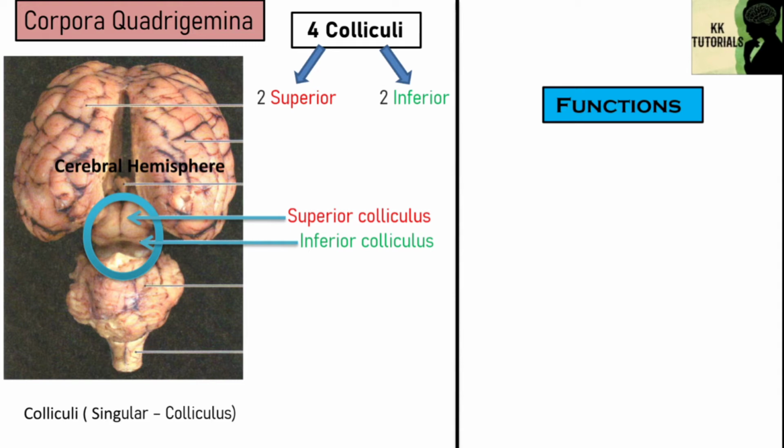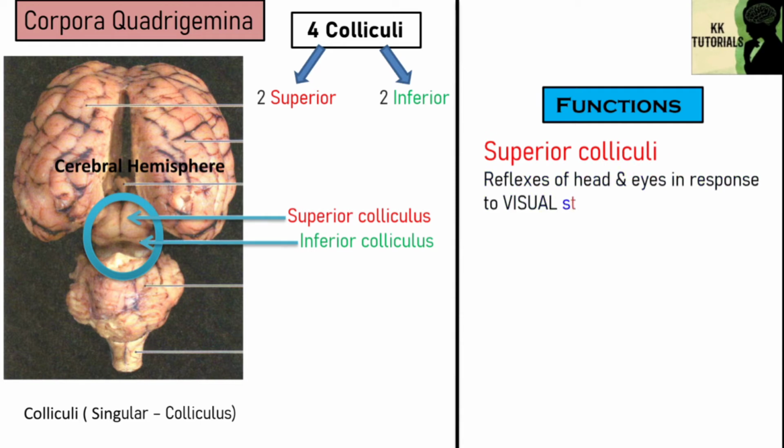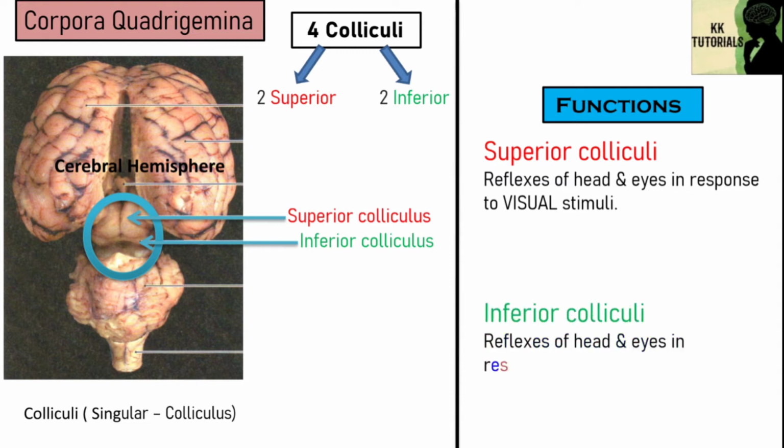Superior colliculi are responsible for reflexes of head and eyes in response to visual stimuli. On the other hand, inferior colliculi are responsible for reflexes of head and eyes in response to auditory stimuli. It basically connects the forebrain and the hindbrain.